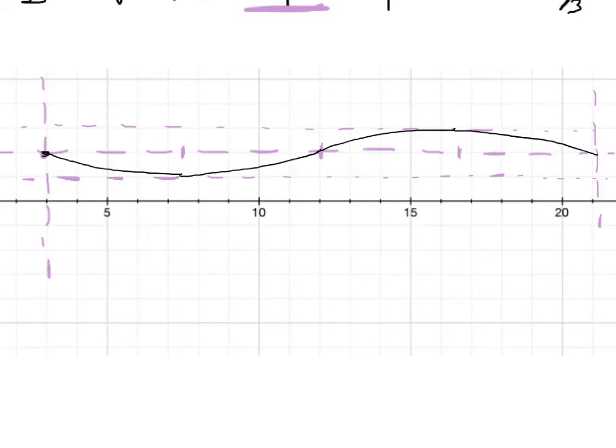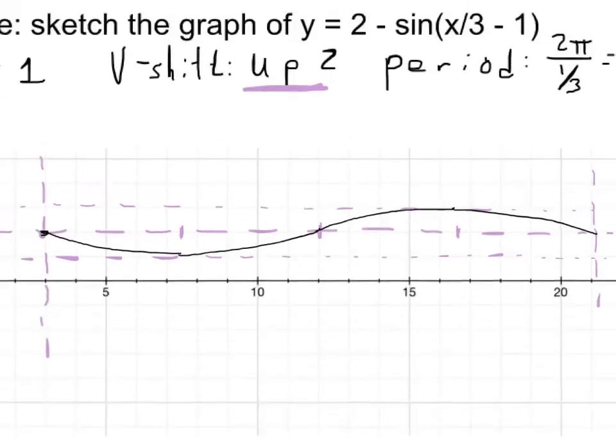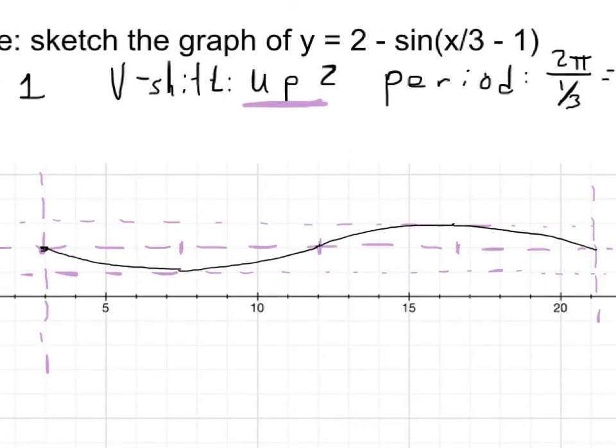Right? And it makes sense. If you think back to what this graph originally was, this graph was originally asking about the sine of x over 3. I've literally made it 3 times wider, which is going to feel like it's 1/3 as tall.